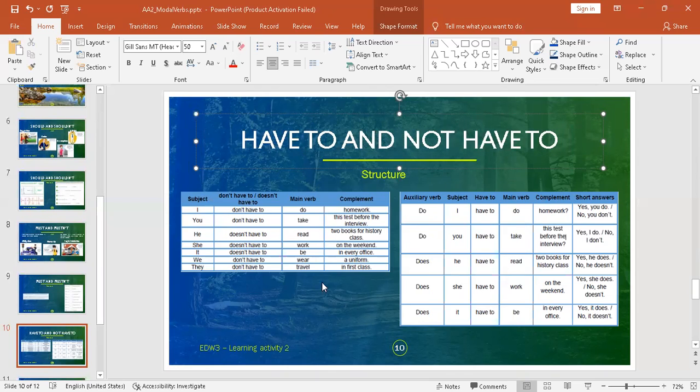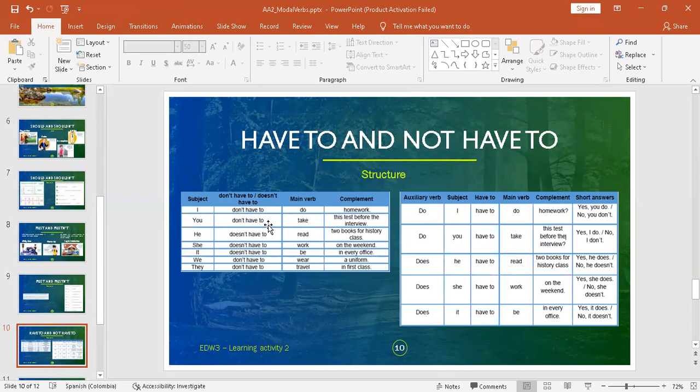Entonces acá un recordatorio del presente simple que ustedes ya vieron en el nivel 2. Entonces, I don't have to do homework. No estoy obligada a hacer tareas. You don't have to take these steps before the interview. No es necesario que presente la evaluación antes de la entrevista, ¿cierto? Lo puede hacer después. He doesn't have to read 2 books for history class. Ay, yo sí, ¿cierto? En mi clase nos ponen a leer 2 libros cada mes. En cambio, él no tiene que leer esos 2 libros. ¿Sí? Entonces ahí tenemos varios ejemplos.